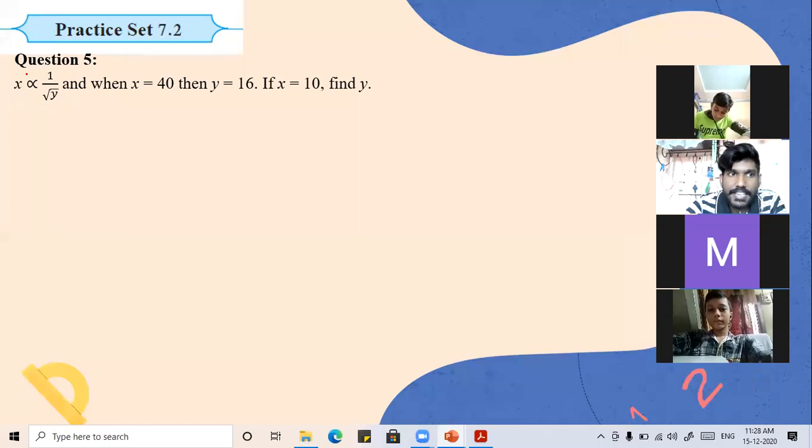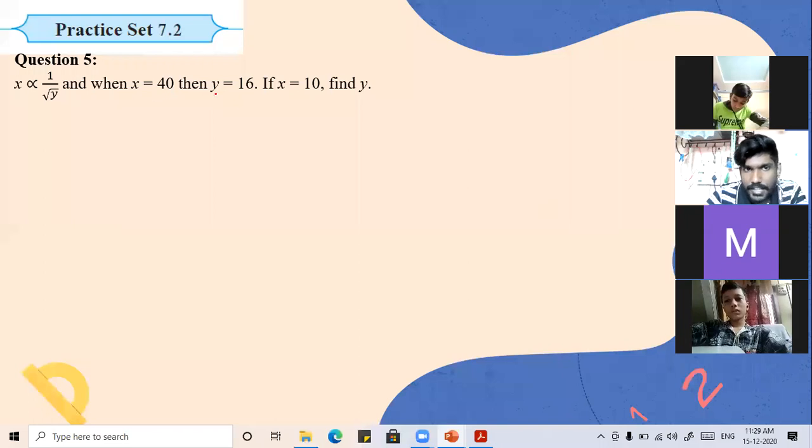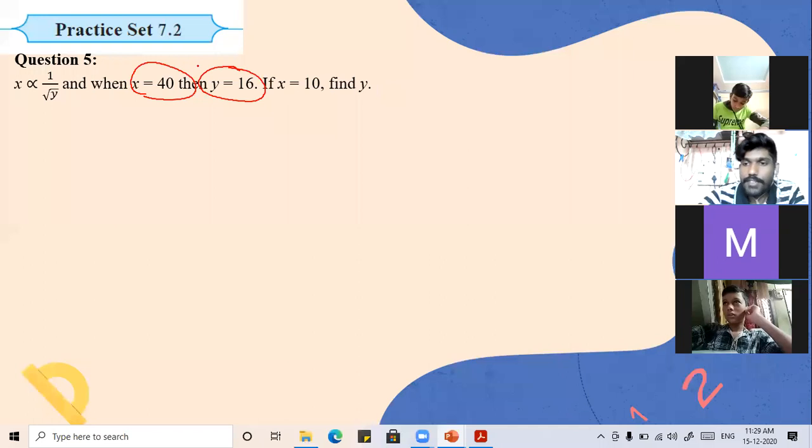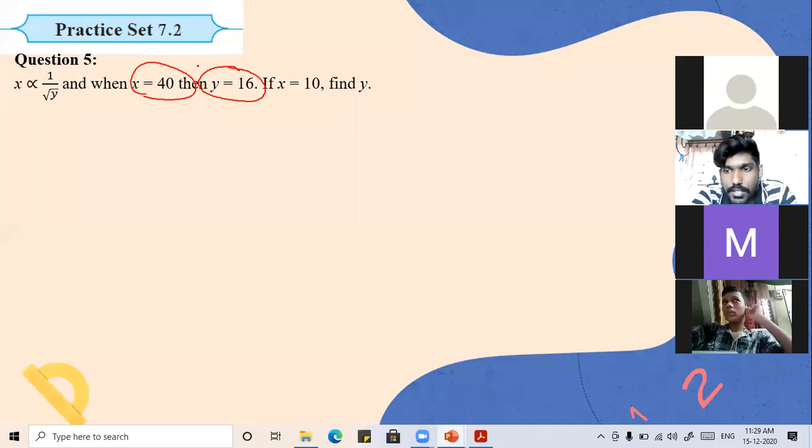Okay, now this is the fifth sum of exercise 7.2. In this it is said, if x is inversely proportional to 1 upon root y, when x is 40 and y is 16, and then it is said, if x is 10, find the value of y. Okay, this is a very easy sum. Inverse variation is given, value of x is given, value of y is given. And then another case is said, if x is 10, we have to find out the value of y. So first, using these two values, we'll find out the value of k, that is the constant of variation. So let us start with the sum.